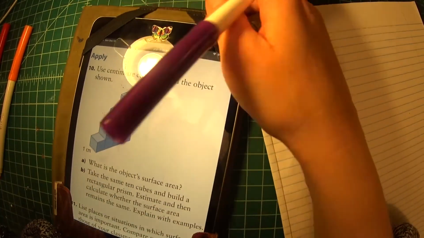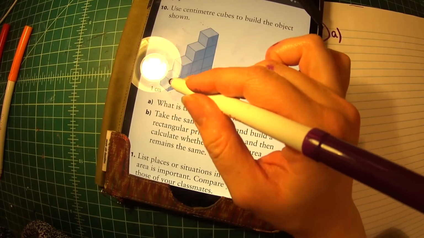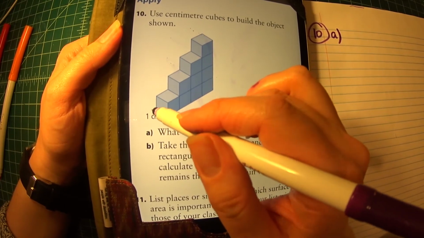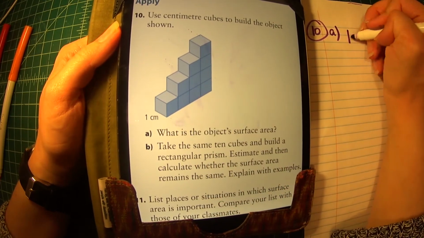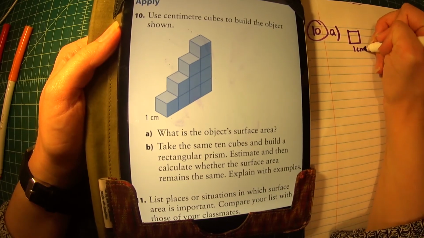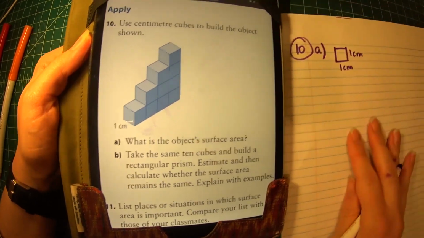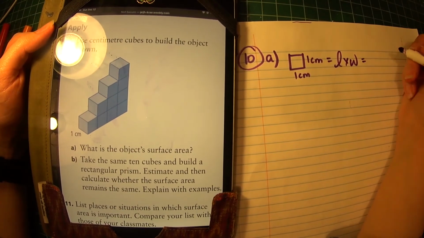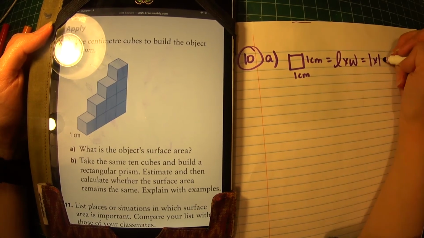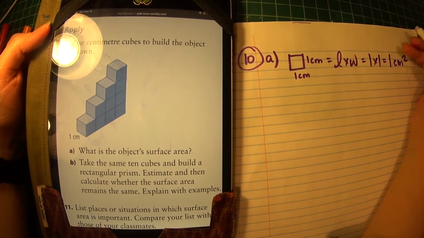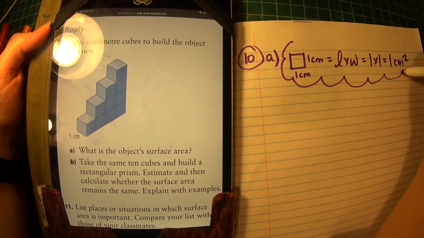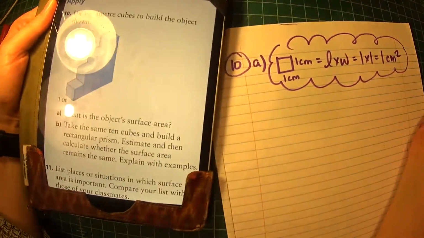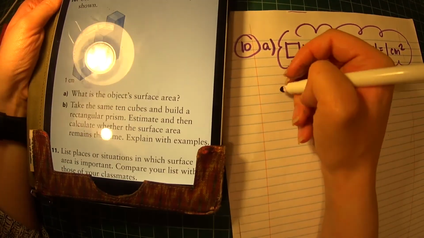So first thing to note is that each of these faces is square and the dimension given to us for one side is 1 centimeter, meaning that each of these small square faces is 1 centimeter by 1 centimeter. So again, you see I'm starting with the legend. Length times width, 1 times 1 equals 1 centimeter squared. Okay, that is the area of every single one of these squares. 1 centimeter squared.